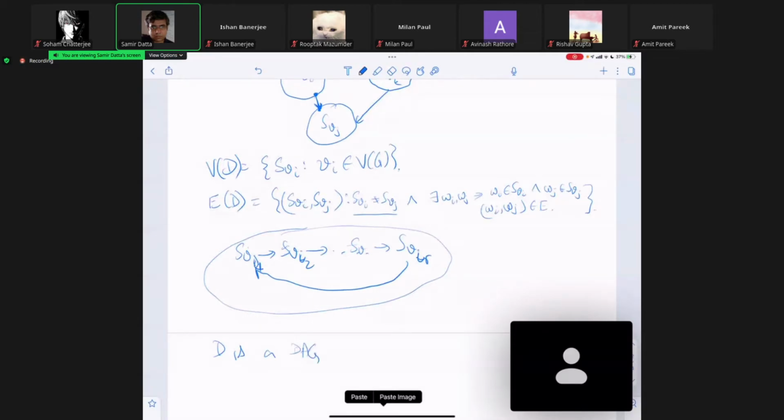Correct? Because it doesn't contain any directed cycles. Okay. Now, basically what we are saying is we have split an arbitrary directed graph into a DAG of strongly connected components. And this is a very nice decomposition in many ways, as you will see later on.